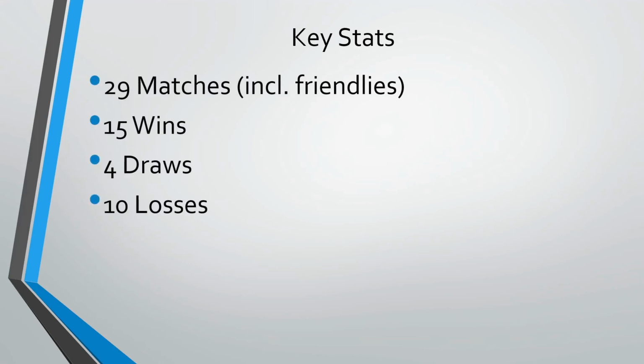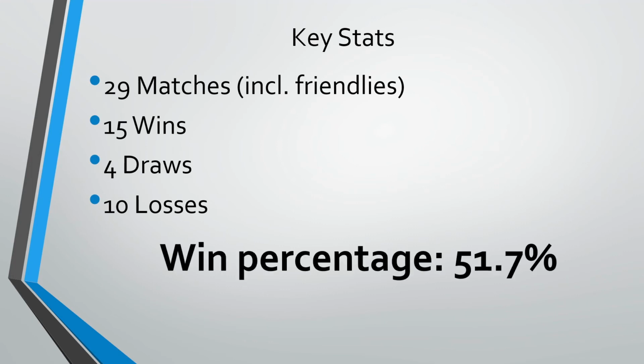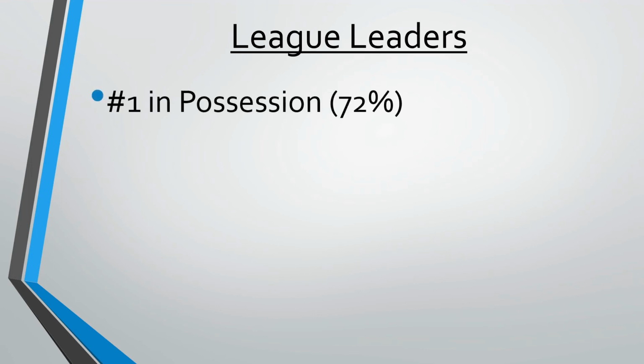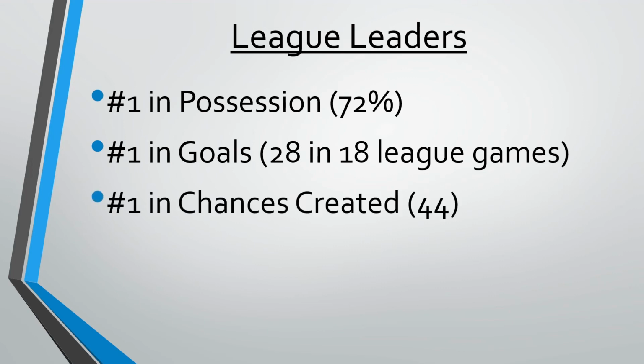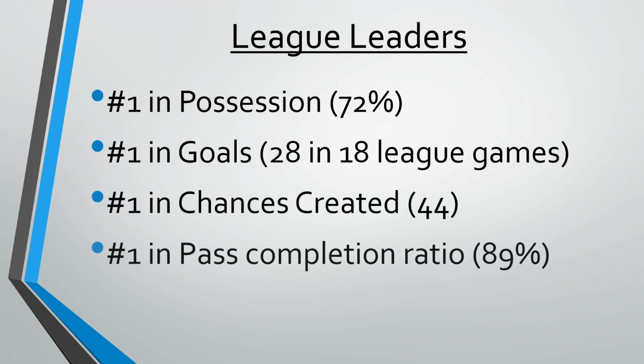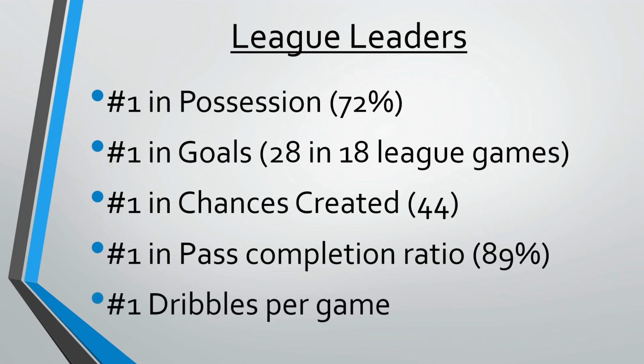We played 28 matches, including friendlies. That gave us 15 wins, 4 draws, and 10 losses, for a win percentage of 51.7%, and a draw or better percentage of 65.5%. We were league leaders in a couple of key areas. First and foremost, possession. Unsurprisingly, we had 72%. We were first in goals with 28 in 18 league games, first in chances created with 44, first in pass completion ratio, and we also had most dribbles per game.